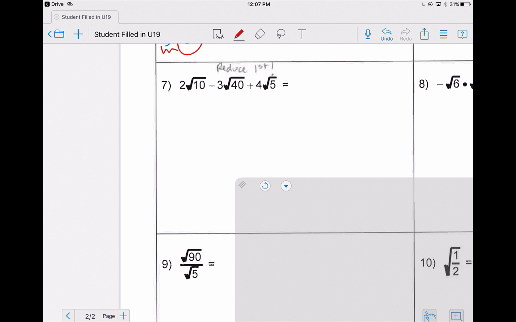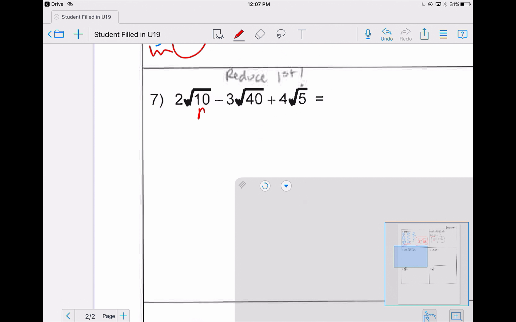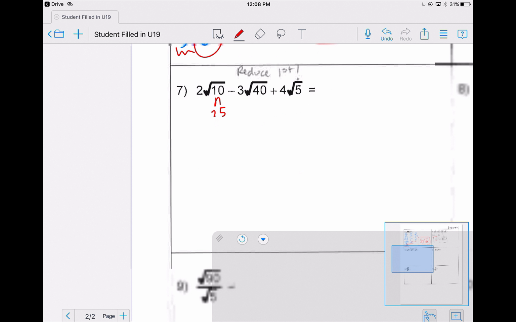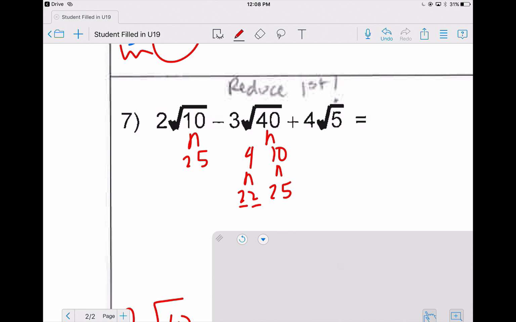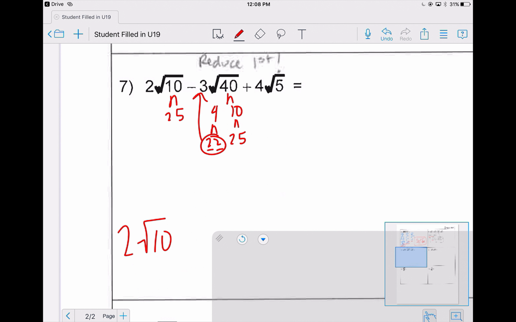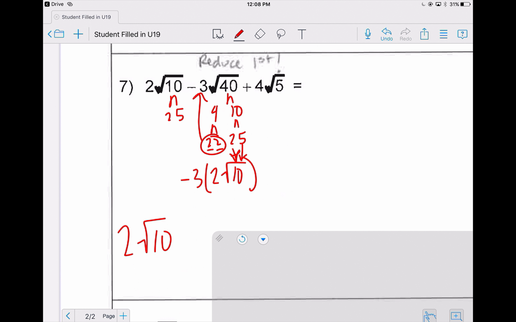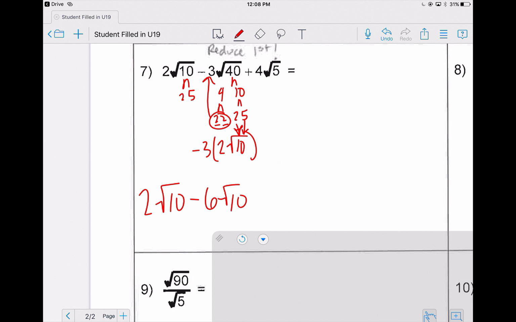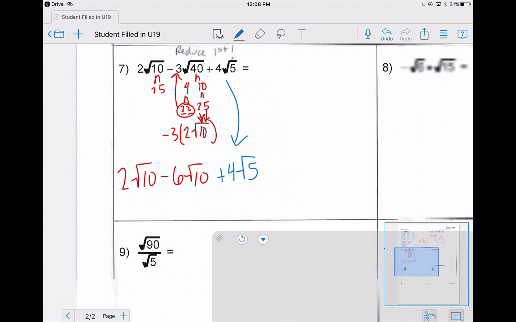So with problem 7, I have a square root of 10. 10 is 2 and 5 and cannot be broken down any further. So I'm going to just rewrite that. 40 can be broken down into 4 and 10. 4 is 2 and 2. 10 is 2 and 5. So I have a pair of 2's that will go outside. So negative 3 and then 2 square roots of 10 because of the 2 and the 5 that are left. Negative 3 times 2 is negative 6 square roots of 10. And then 4 square roots of 5 stays in the back. Can't reduce the square root of 5.